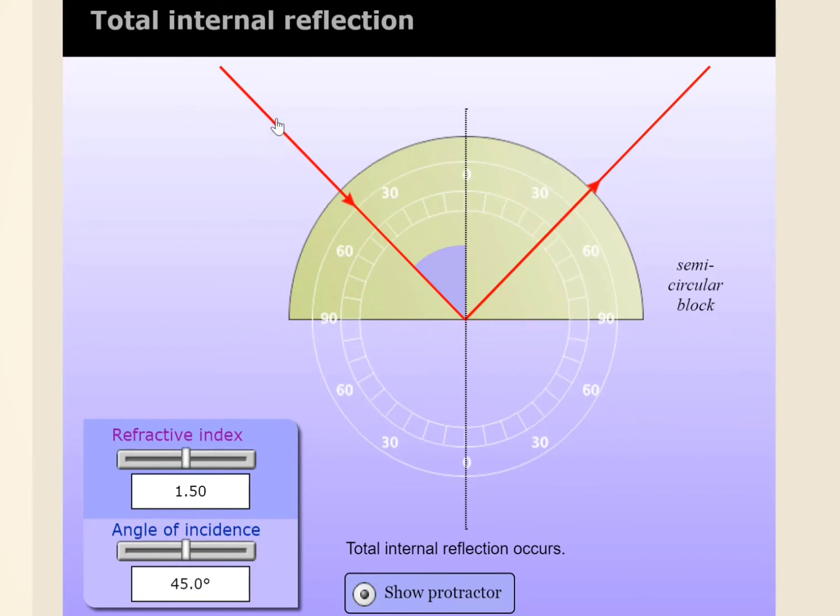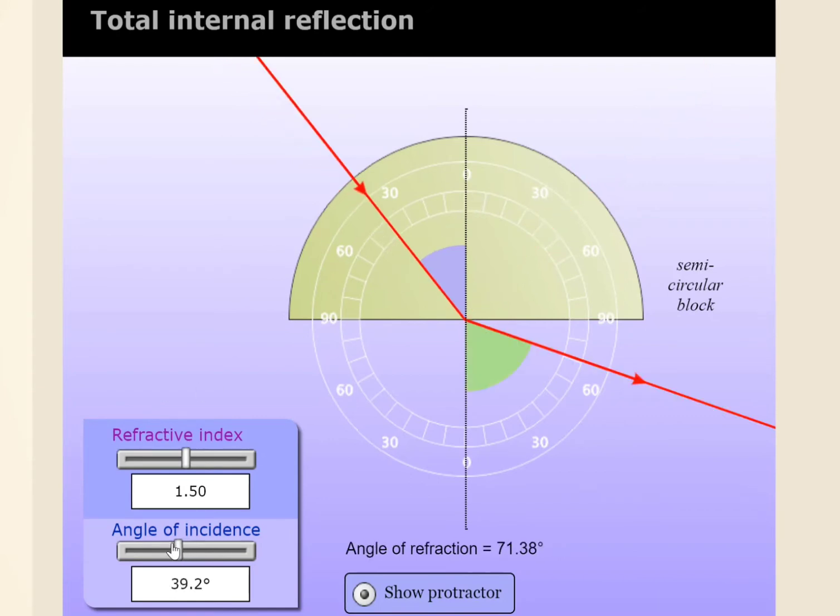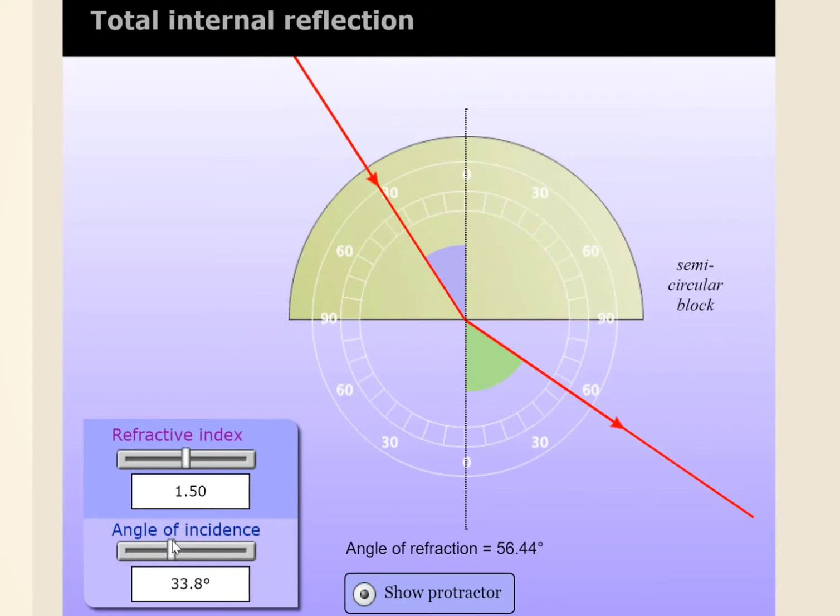So this is the incident ray. This is the refracted ray. So this is the angle of incidence. Let me just reduce. Now let's take this angle.